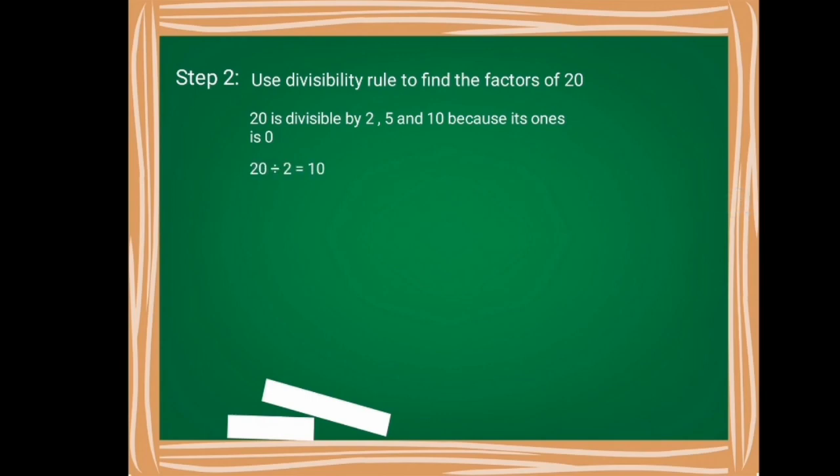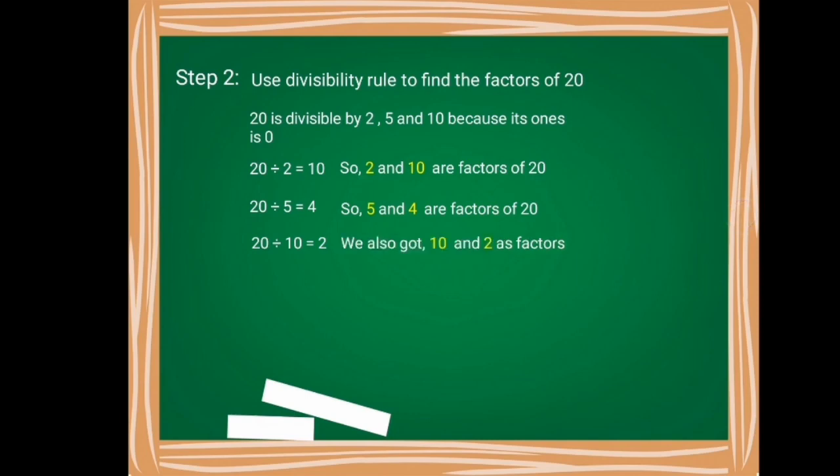So, 20 divided by 2 equals 10. So, ibig sabihin, 2 and 10 are factors of 20. 20 divided by 5 equals 4. So, 5 and 4 are factors of 20. If we divide 20 still by 10, we will get 2. So, we will get the same factors, 10 and 2.